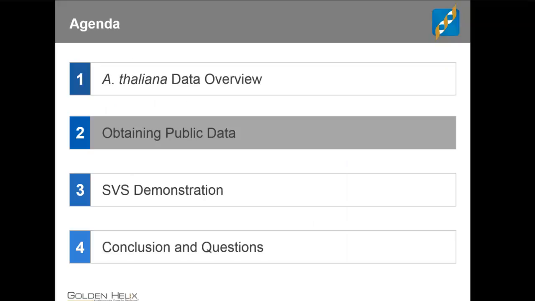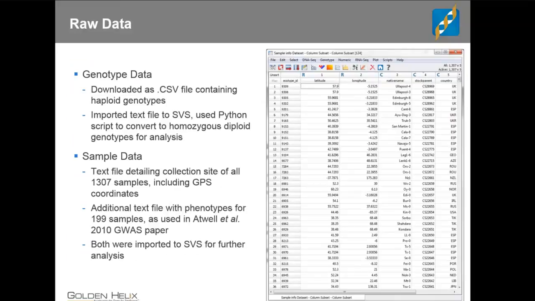Next I'll go through how the public data was imported into SVS. The genotype data was downloaded as a CSV file containing the haploid genotypes. It was imported as a text file in SVS using a Python script to convert the homozygous diploid genotypes for analysis. The sample data was a text file detailing the collection site of the samples, including GPS coordinates.